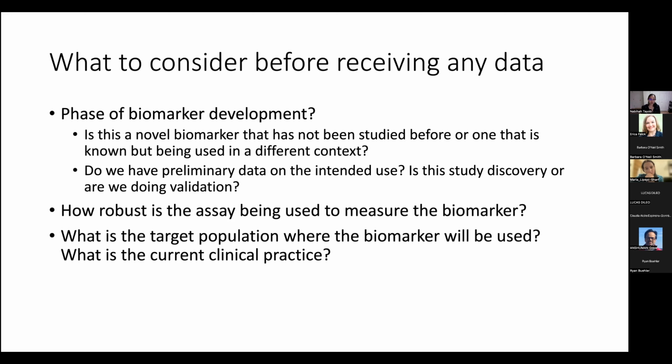The key though is to think about what is the target population where your biomarker would be used, and what is current clinical practice. So as a statistician, for us to be able to design the study, we need to know where do you want to use this biomarker, and how do you want to use it? What is the current clinical practice in this target population?